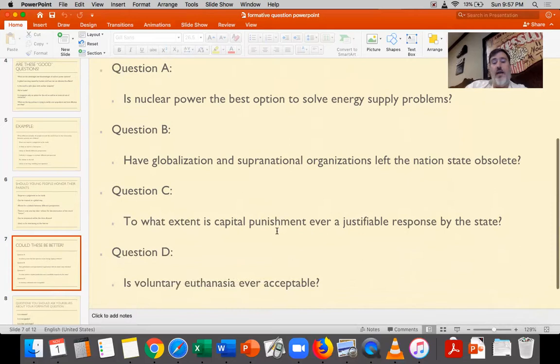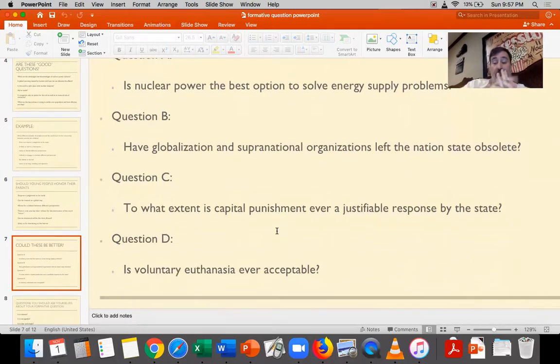To what extent is capital punishment ever a justifiable response by the state? There's a couple of problems with this one. Can you recognize any of them? If you're looking at your list right now. Well, number one, it's not open-ended, is it? It's not really open-ended because it's asking to what extent. So that's kind of a closed question.